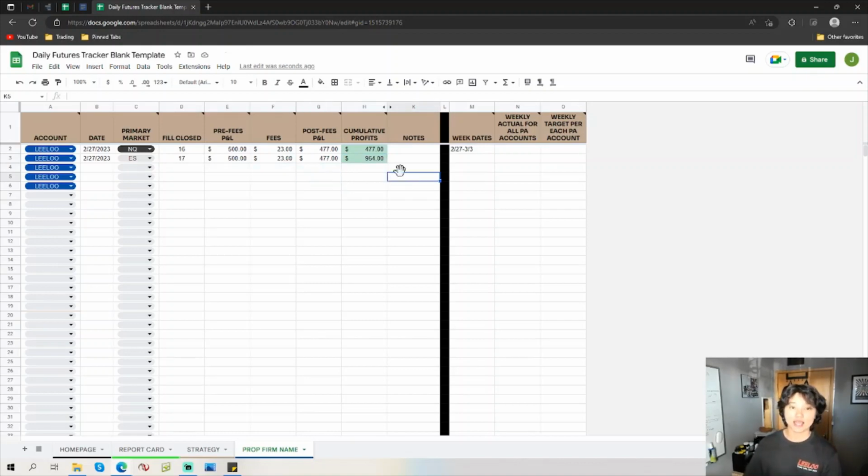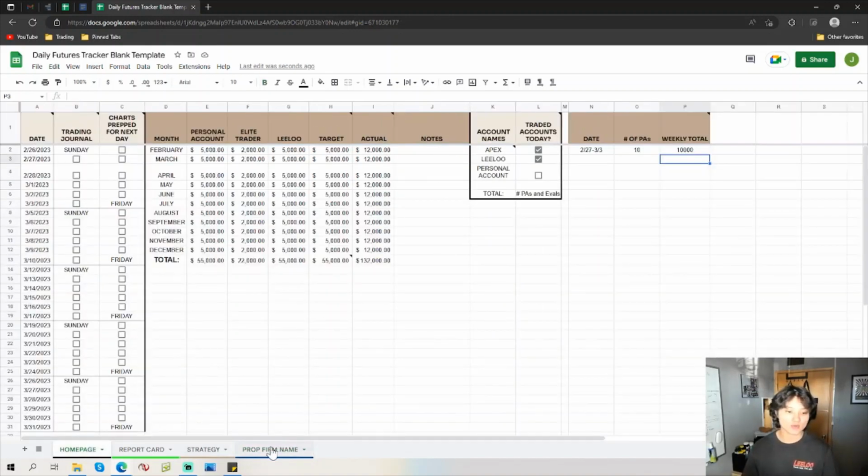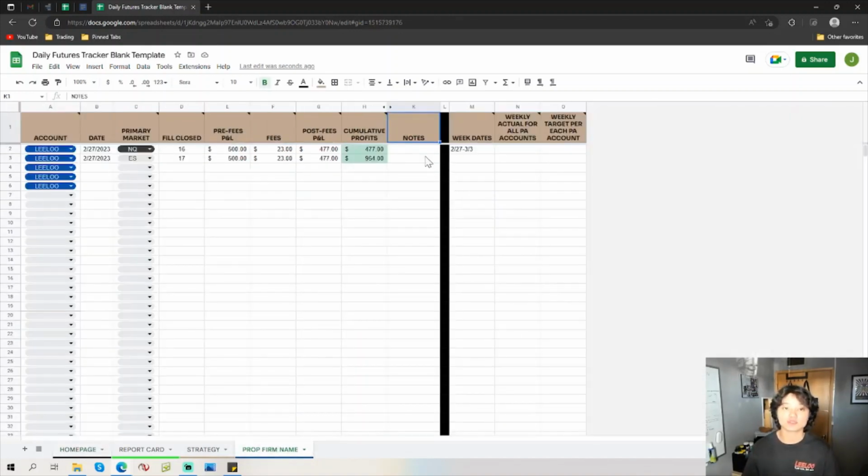So yeah, there's that. And then of course notes, same thing like your home page. If you have like any evaluations that you had just started or any funded accounts you just started, I would include that here just so you give yourself perspective as to when you started those accounts and then how it plays into your entire performance, right? Or let's say you blew the account, how does that affect the rest of your performance too?